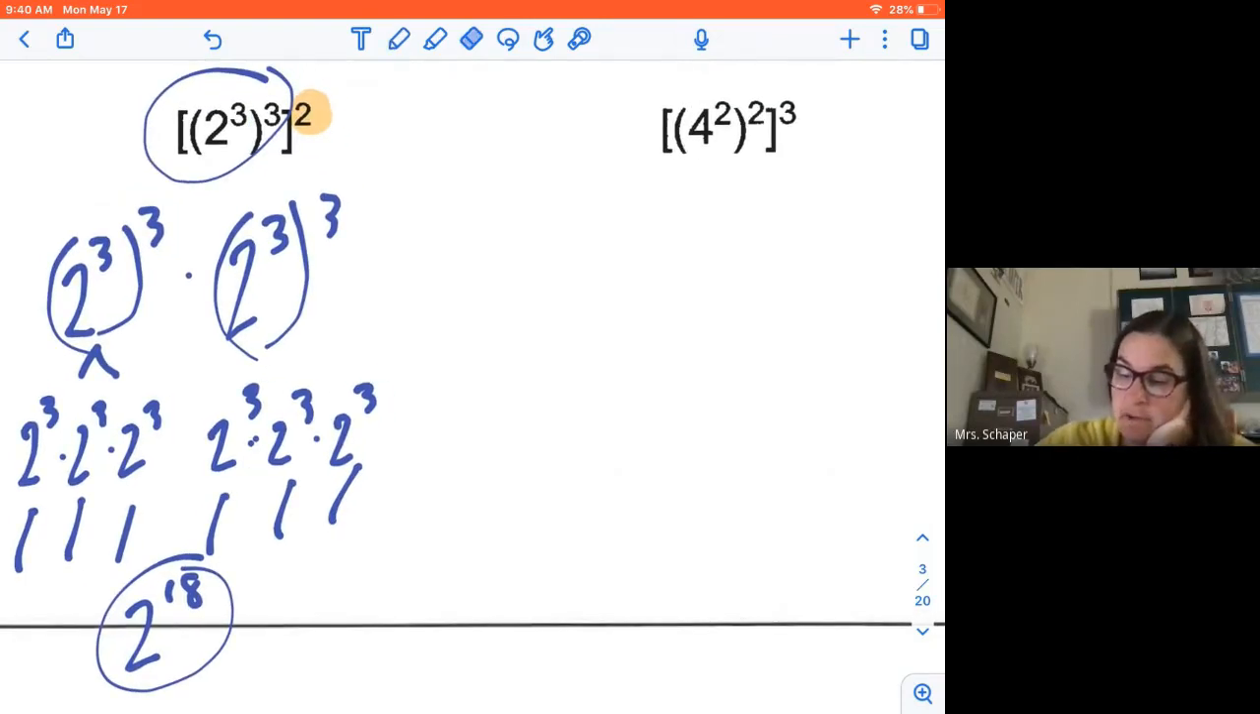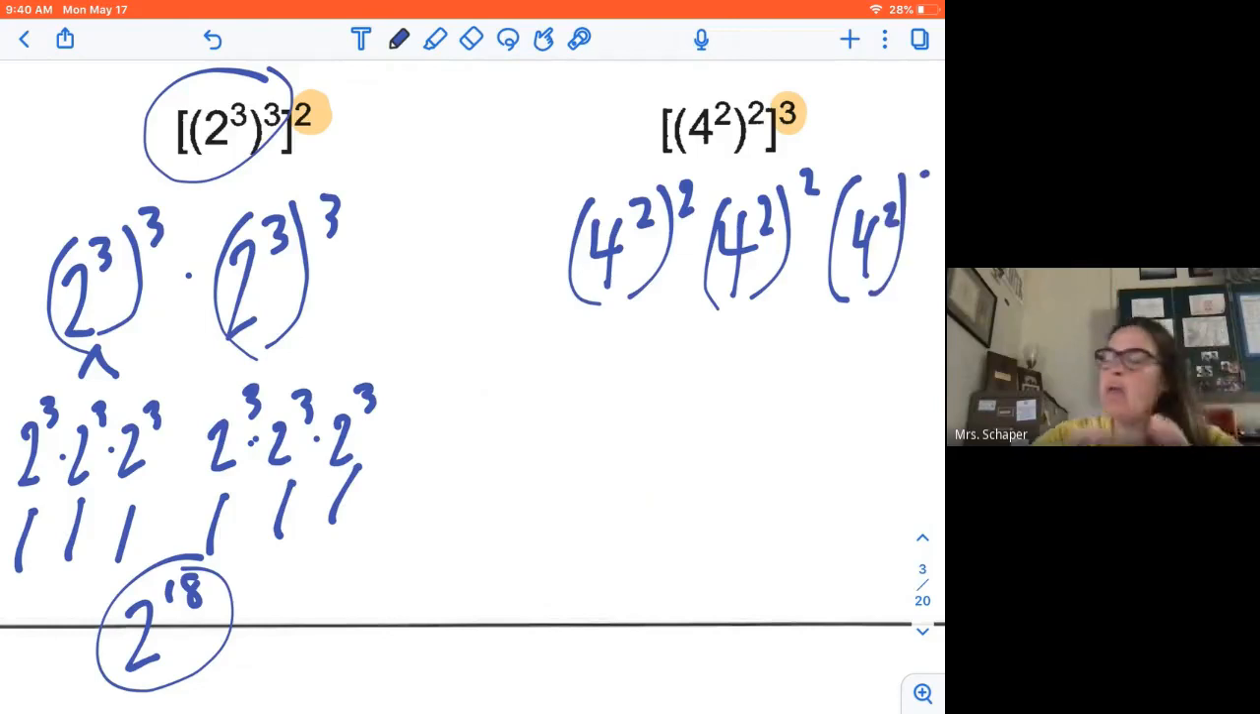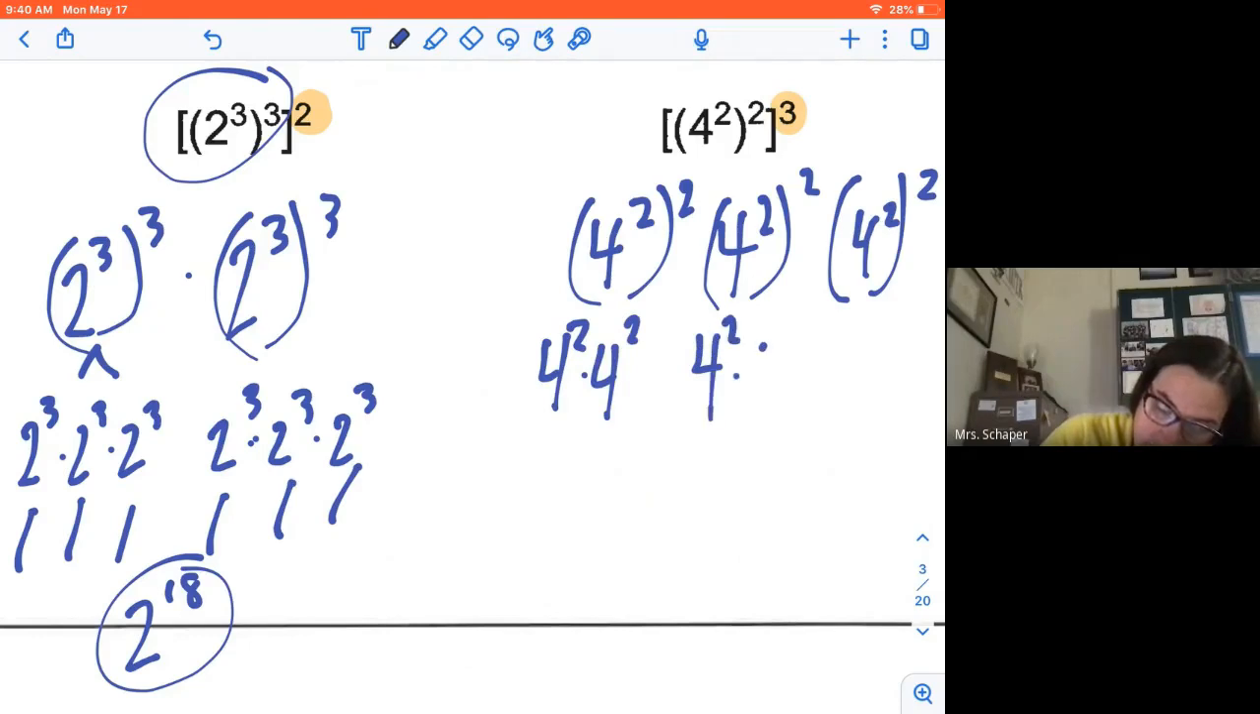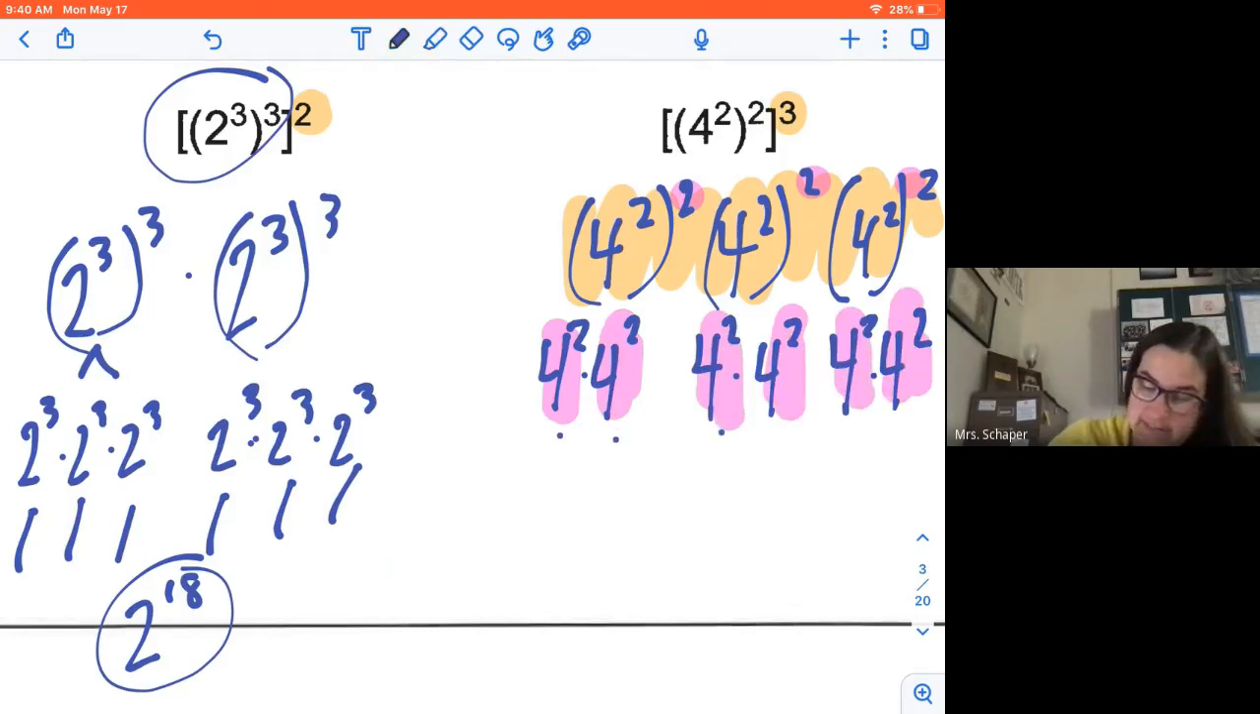We're here. We've got 3. So 4 squared, to the third. So 4 squared is going to take that 3 times. All right. So I have 4 squared twice for each of these. And again, I'm looking at what my exponents are telling me. The 3 is telling me I need to have 3 of them here. And then this 2 right here is telling me that I need 2, 2, and 2. So 2, 4, 6, 8, 10, 12. It's going to be 4 to the 12th.